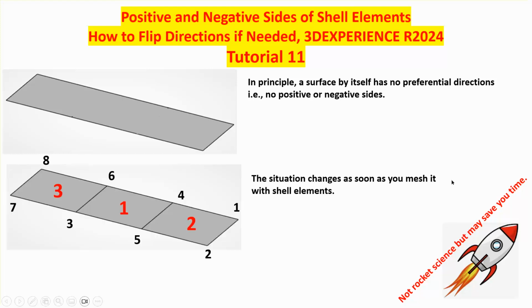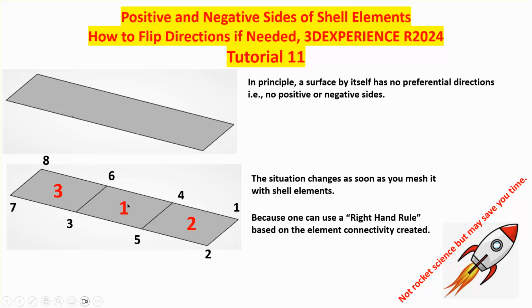However, as soon as you take that surface and you mesh it, such as in this case, I've meshed it into 3 four-noded elements, linear elements. As soon as you do that, you are defining a direction. You are defining a side. And that's because you have a right-hand rule. And what do I mean by that?